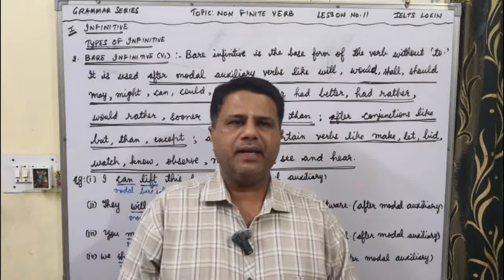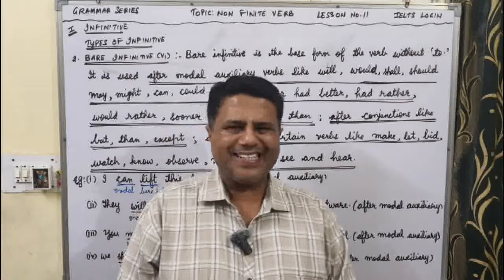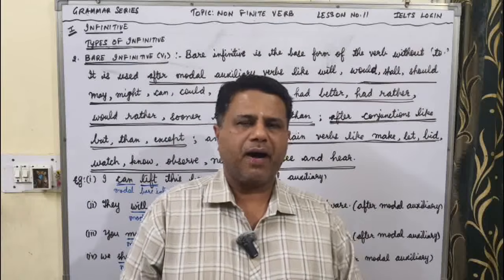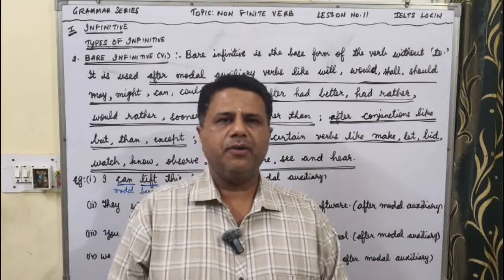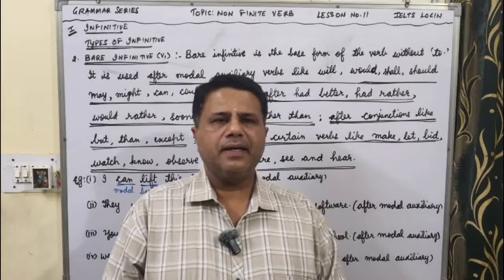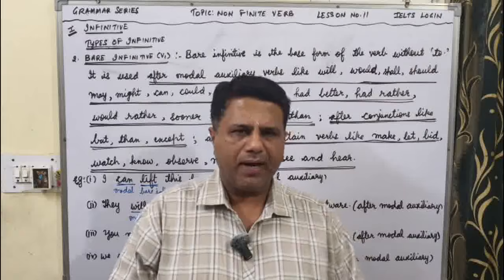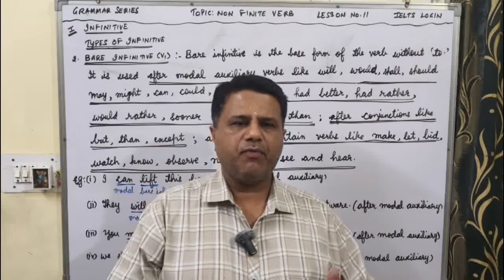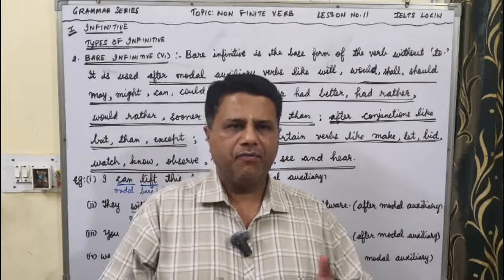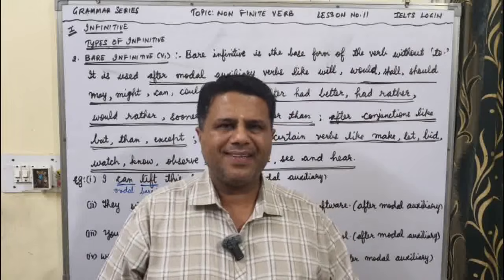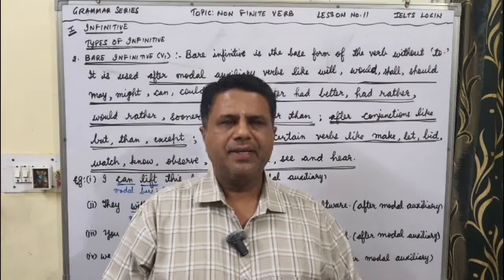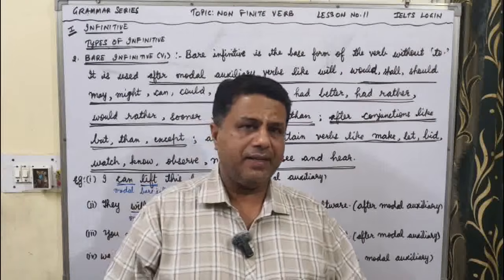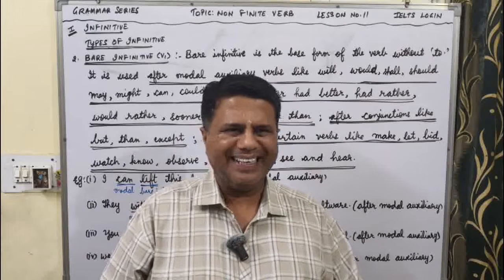This is lesson number 11 and the topic of today's discussion is non-finite verb. Today we shall continue with part 3 of 6 related to non-finite verb. In the earlier two videos, that is part 1 of 6, we had a glimpse of the distinction between finite and non-finite verb with examples, followed by three types of non-finite verbs, that is infinitives, participles and gerunds. We had only the names, not the details.